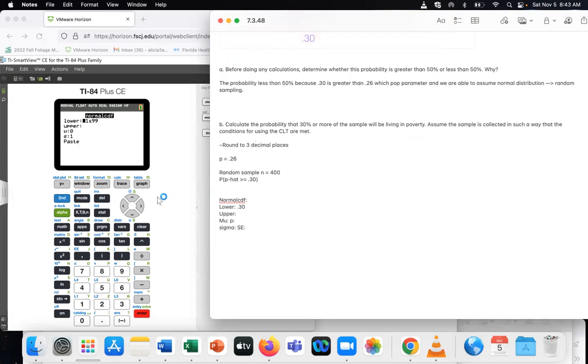Our upper value would be positive infinity. Well, we don't have that on the calculator, right? So to do that on the calculator, we are going to put our 1E99. Now, when I say that, we are not doing an E letter. We're not doing like the letter E on here. What we're doing is the double E in blue.